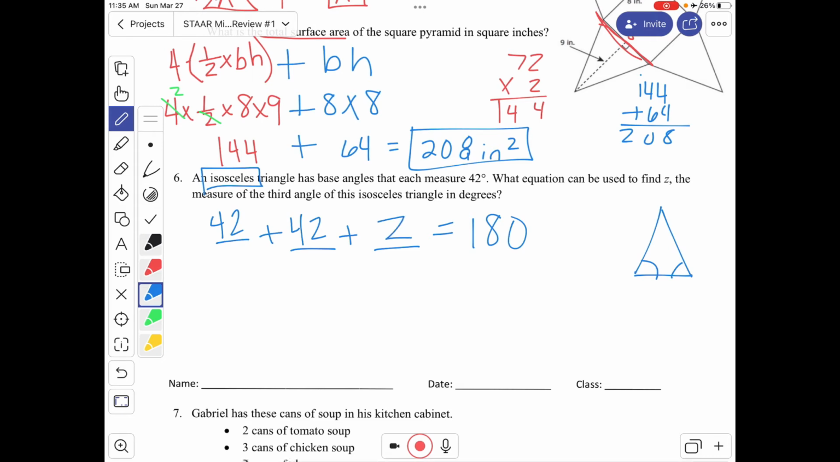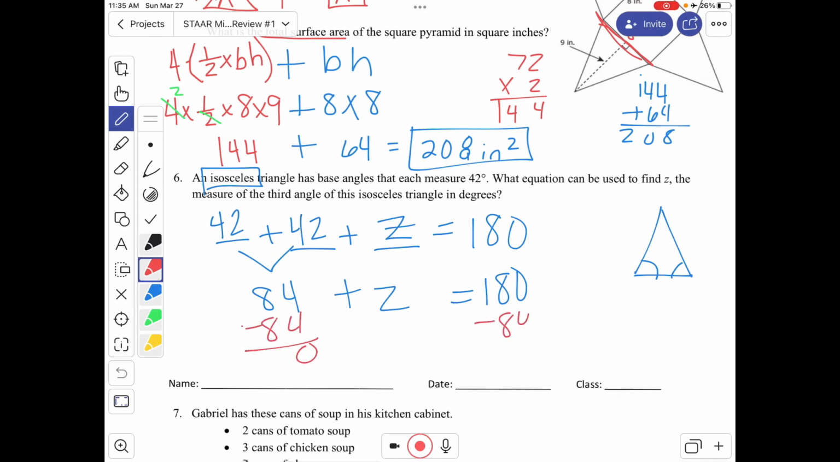I'm just missing one angle. Well, 42 plus 42 makes 84. Then I need to subtract 84 from 180 to figure out what the missing angle is. The missing angle is 96 degrees. So Z equals 96 degrees.